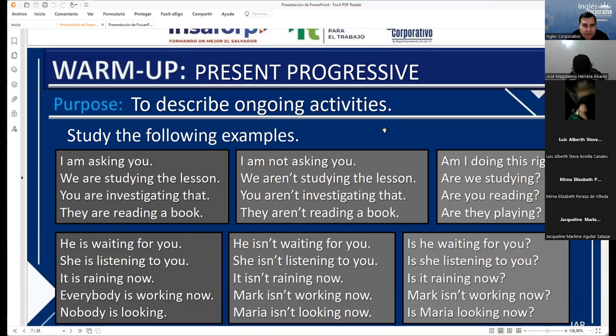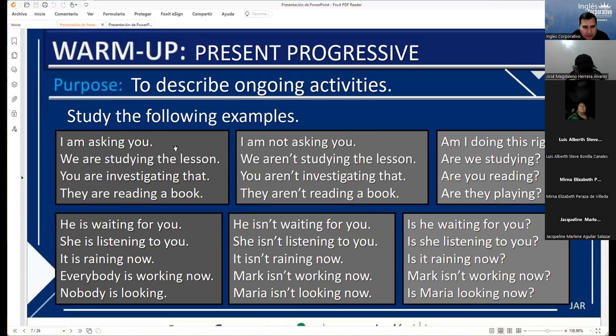So, study the following example. Am I doing this right? We are studying the lesson. We aren't studying the lesson. Are we studying? You are investigating that. You aren't investigating that. Are you reading? They are reading a book. They aren't reading a book. Are they playing? Okay, so we have affirmative, negative, and interrogative forms.